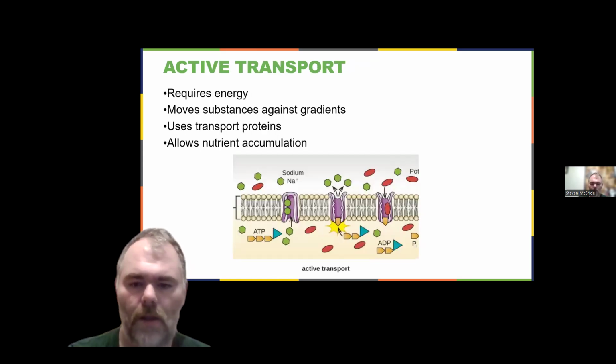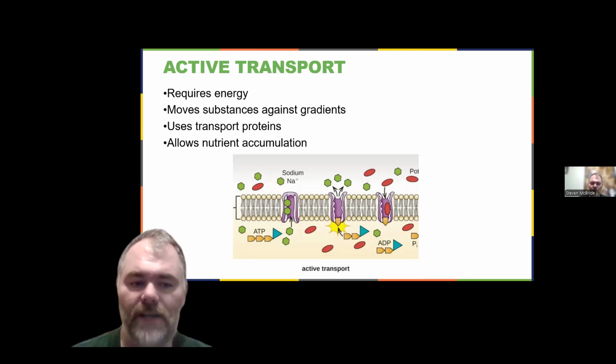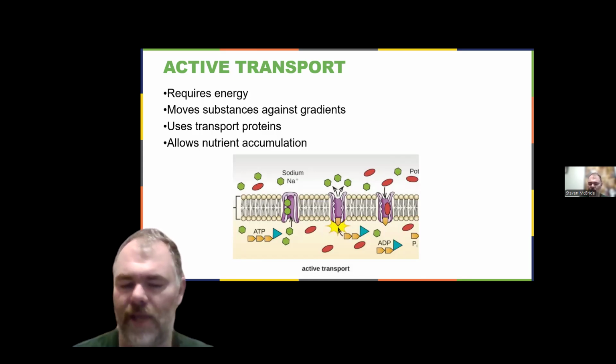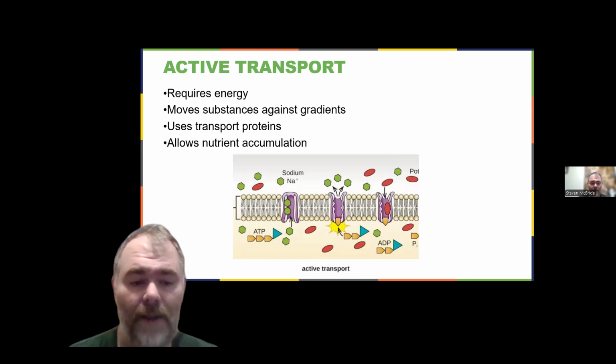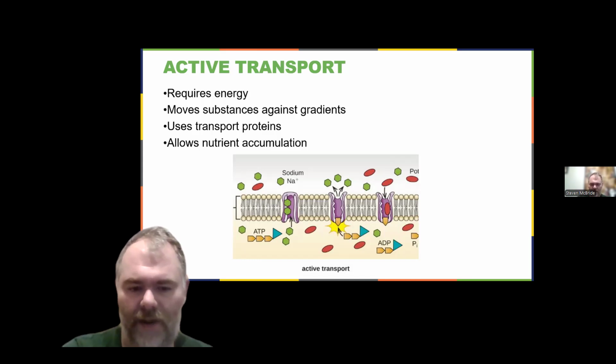Active transport is a completely different process that requires energy to move substances against their concentration gradient. These transport proteins are going to allow nutrients to accumulate on one side of, or usually on the internal side of, the plasma membrane. And to do this, they must use ATP to move those large molecules across the membrane against their concentration gradient. This is different from facilitated diffusion.